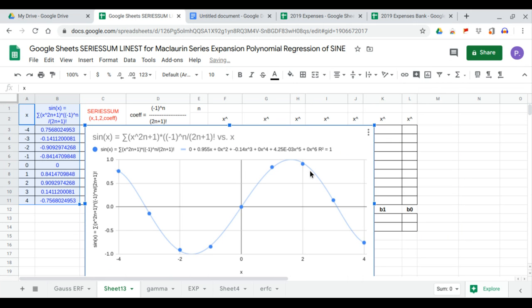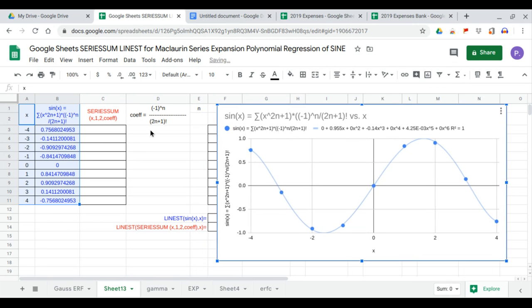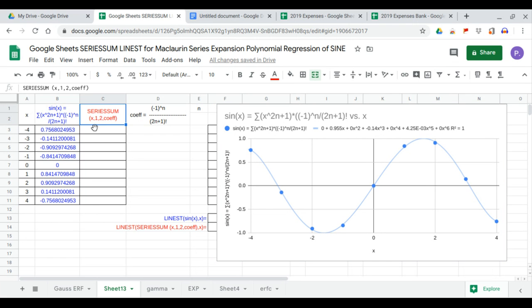Then we will insert the trend line for the expansion. The expansion we have is in the formula SERIESSUM of x values raised to the power, the starting power is 1 because 2 times 0, the values of n will be from 0 to infinity. So, raised to the power 2 times 0, x to the power 2n plus 1. 2 times 0 is 0, plus 1. So our starting power for x is 1.